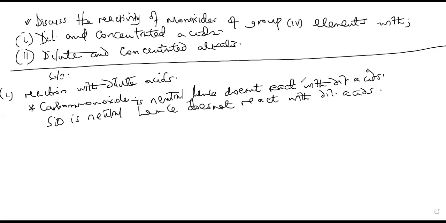After having looked at these two, then you talk about germanium monoxide. When germanium monoxide reacts with dilute acids, we form germanium 2 salts and water. Of course, you have to be writing the words. I'm going to send you guiding notes. Germanium monoxide reacts with dilute acids.